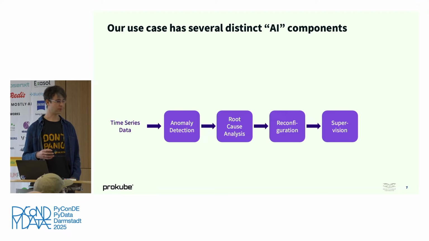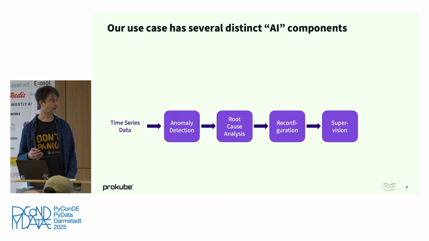So for example, we find out it's getting warmer than it should be. What is the root cause of that? Might be a fan that's not spinning correctly. And after we've done that, we're trying to find out how we can reconfigure the ISS so that it all gets back to normal, which in the case of the fan might be, for example, spinning another fan faster.